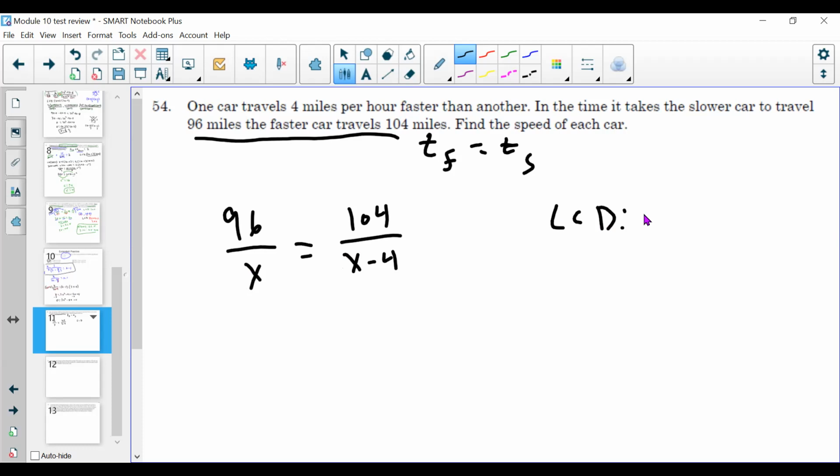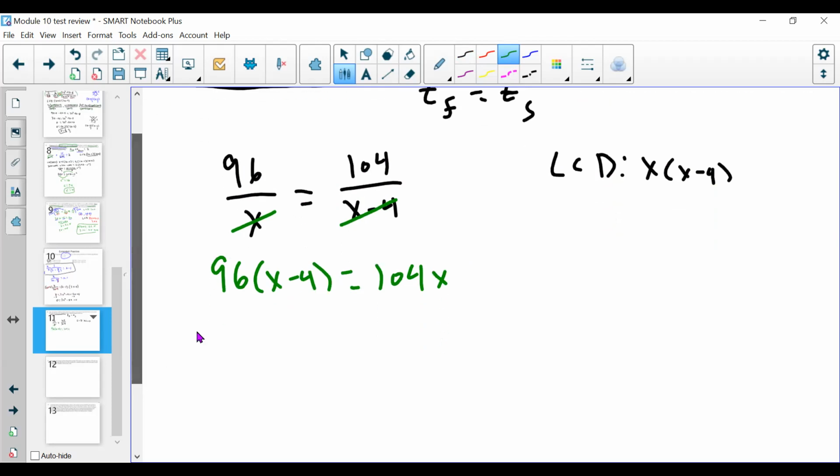My LCD is X times X minus 4. So you multiply 96 over X with this LCD. The X's cancel out, and I'm left with 96 times X minus 4. And on the right side, when I multiply 104 over X minus 4 with the LCD, the X minus 4's cancel out, and I'm left with 104X. So I have 96X minus whatever 96 times 4 is. Figure that out. 384. So minus 384 equals 104X.